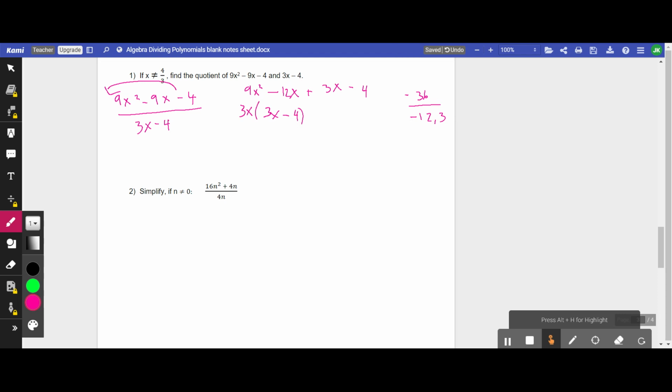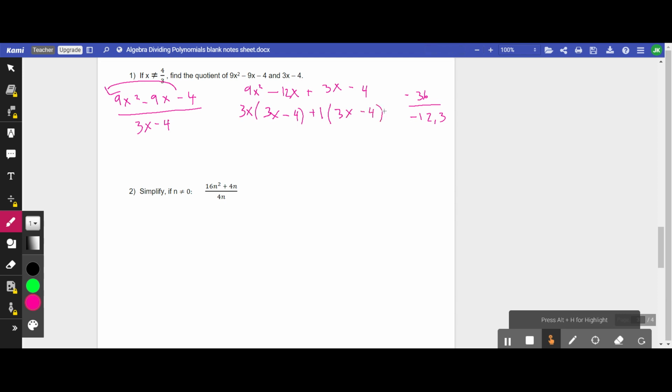And then you can group your last two terms. You'll figure out your GCF for the 3x and the minus 4. So the greatest number that'll go into those would just be a 1. And you can't take a variable from both. So you can write plus 1 next. And then you can fill in your parentheses. So 1 times 3x will give you 3x. And then 1 times negative 4 will give you that.